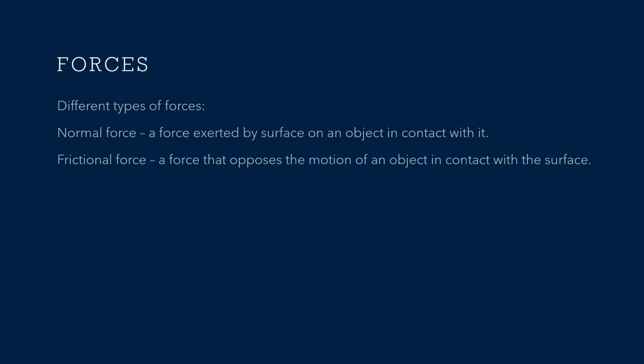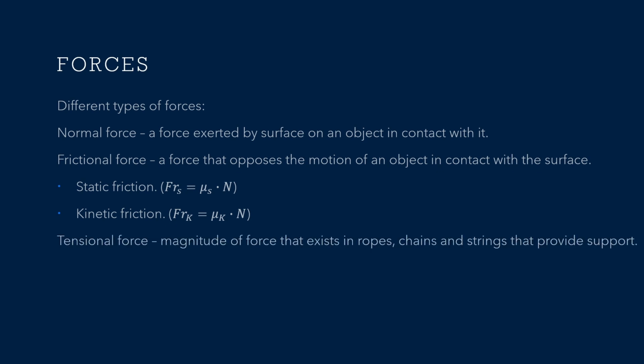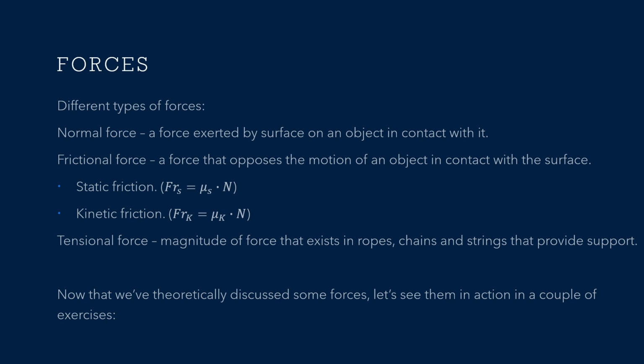And within frictional force, we have 2 types of frictional forces. Static friction is the friction that an object that is stationary experiences. An object that is about to move possesses static friction. And next we have kinetic friction. That is a force possessed by an object that is in motion. Next we have tensional force. That is the magnitude of force that exists in ropes, chains, and strings, or anything that provides support. Now that we've theoretically discussed some forces, let's see them in action in a couple of exercises.